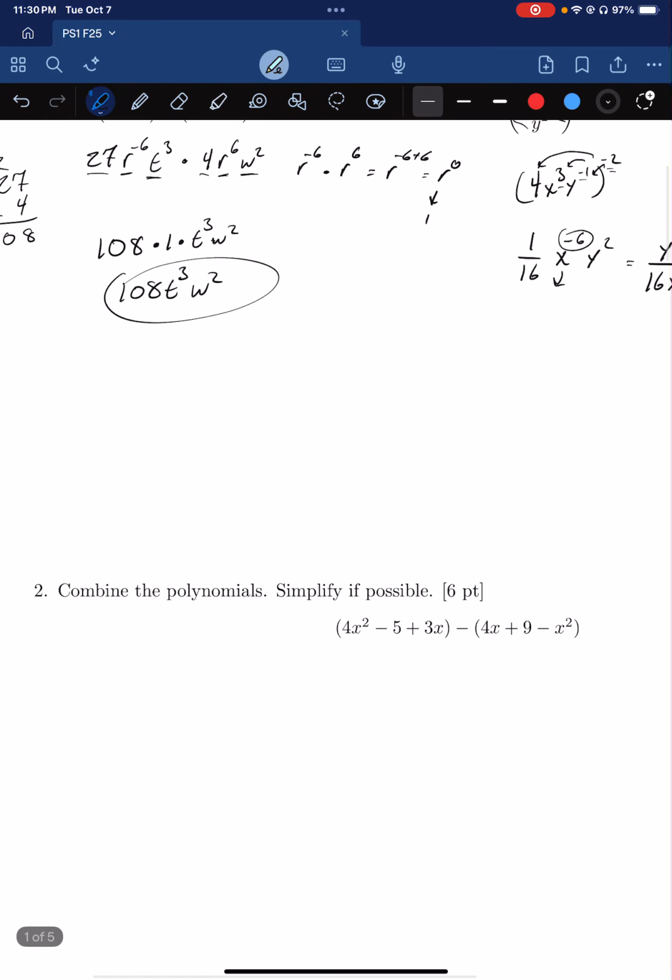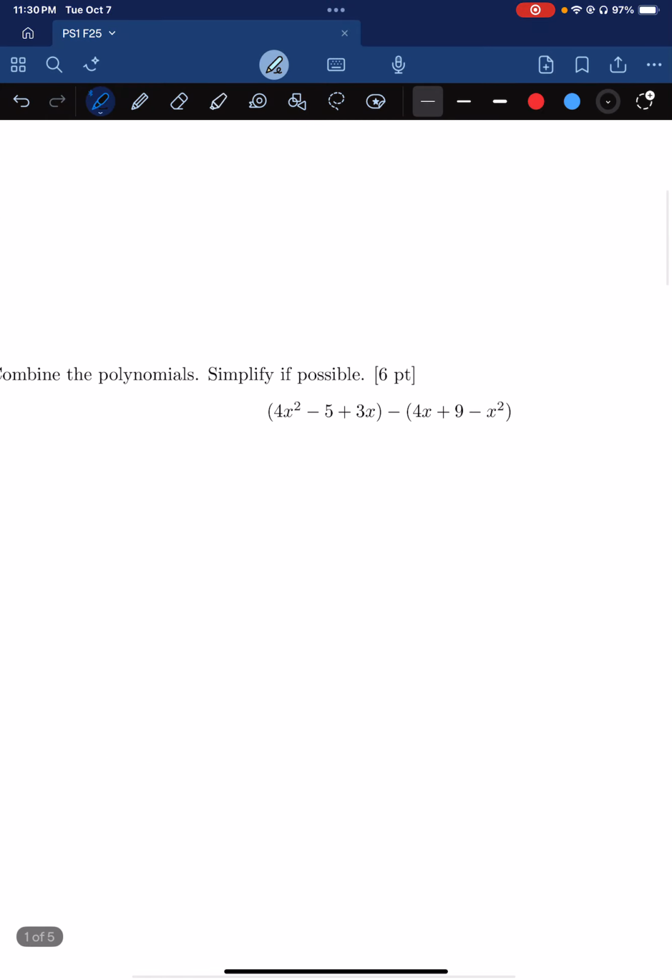All right. Combine the polynomials, simplify if possible. So here we're just collecting like terms.